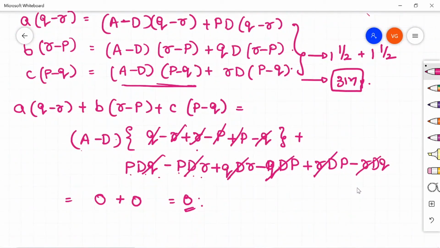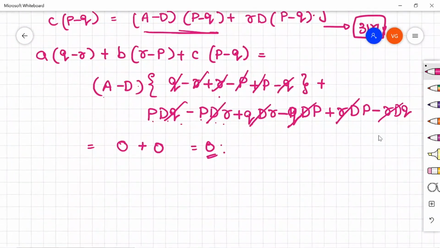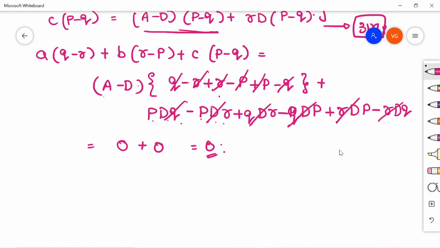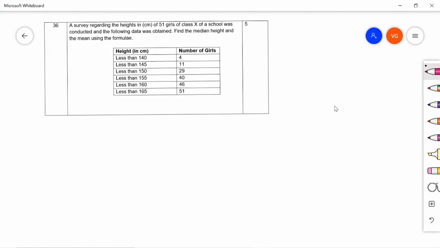Solving these two equations, you will get 1 mark, and solving the three equations you will get 1 mark, and writing down the final answer you will get another 1 mark. So the last question here is on statistics.